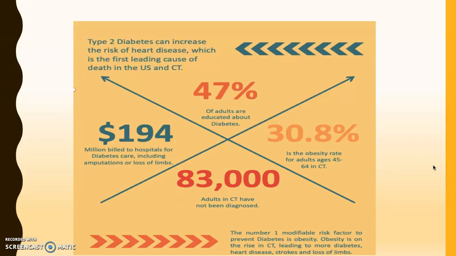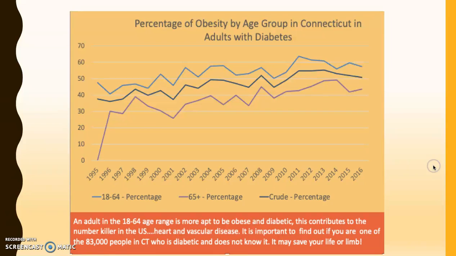This is expensive. It costs millions of dollars. $194 million have been billed to Connecticut hospitals for diabetes care, including amputations, which is the loss of limbs. The number 1 modifiable risk factor to prevent diabetes is obesity. Obesity is on the rise in Connecticut, leading to more diabetes, heart disease, strokes, and loss of limbs.